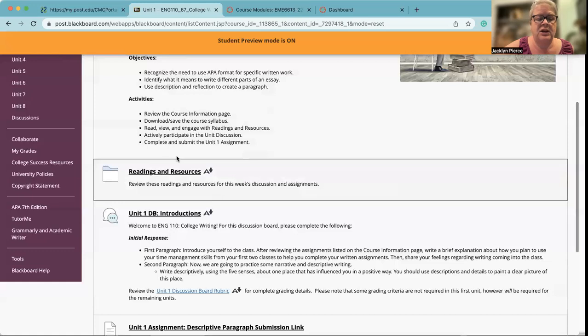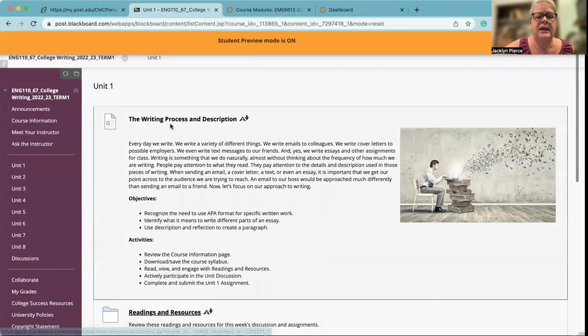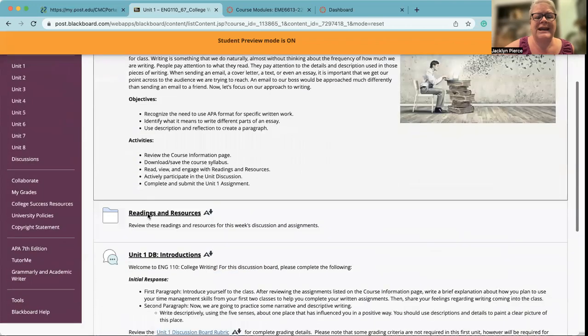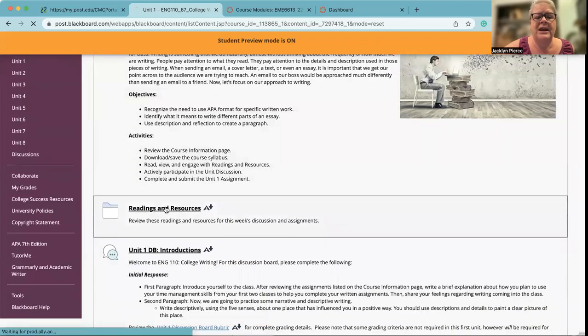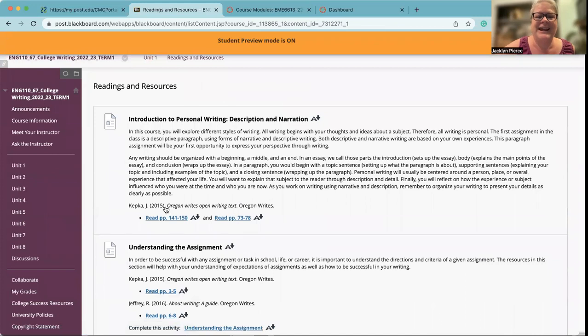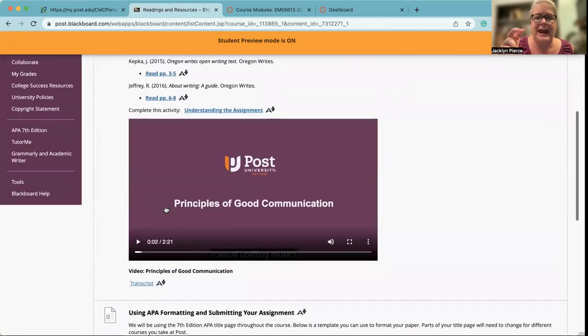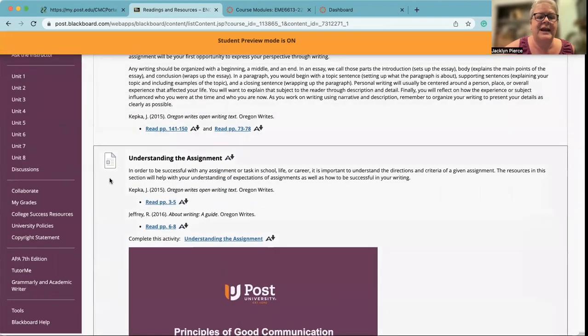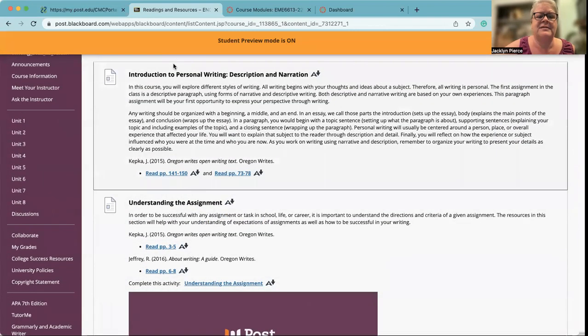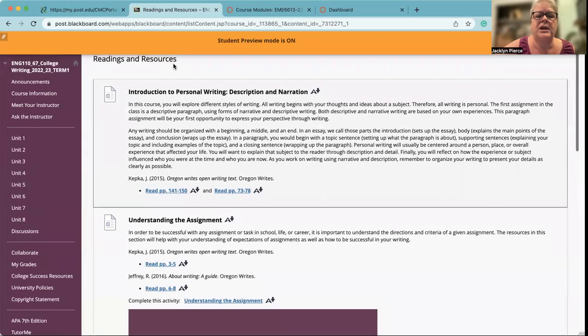The next thing you're going to find, and you'll notice it has a different icon. This is a folder icon, and the readings and resources title, unlike the writing process and description, is underlined. What that means is that you want to click it. Okay, so just like with anything else, it's a link that we're used to online. Now within that, you have multiple pages again, and you'll notice that that icon, that's what that means. This is considered a page in Blackboard.